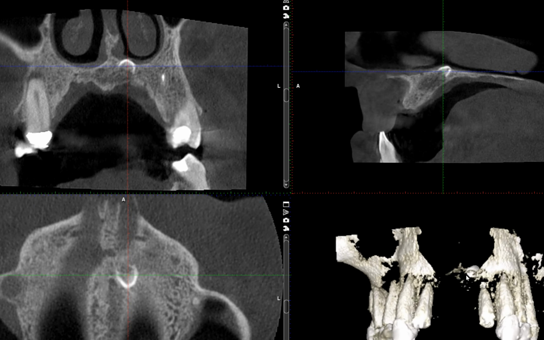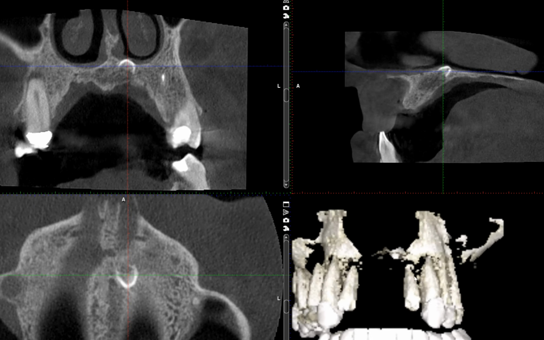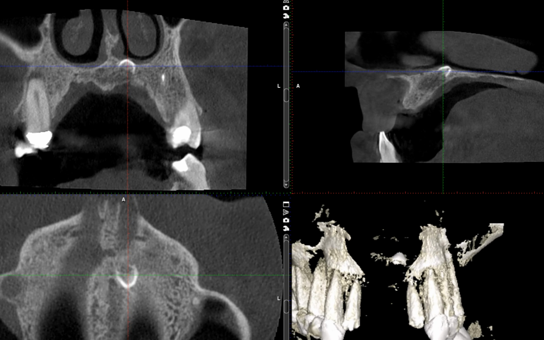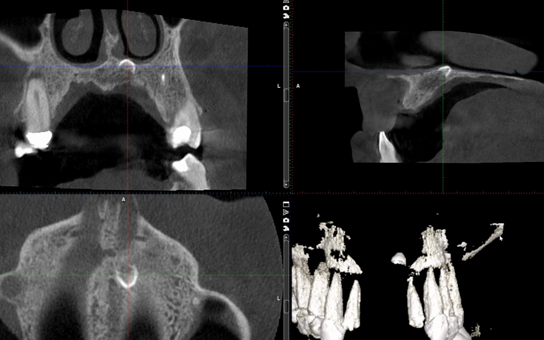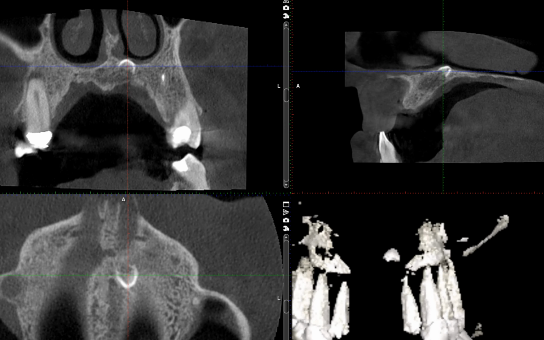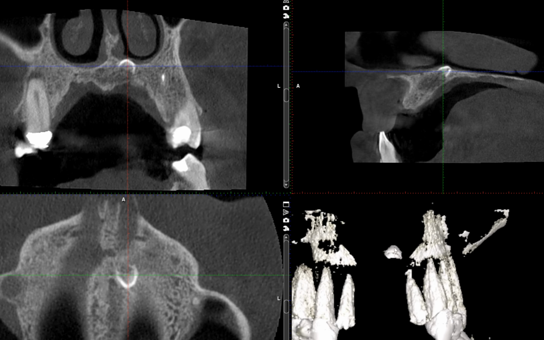And this is the 3D rendering. So I've kind of played with the radio density, changing my threshold, so you can actually see that the enamel layer or the crown of that mesioden is actually showing on this 3D rendering view.